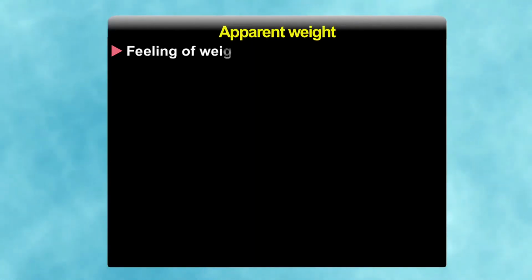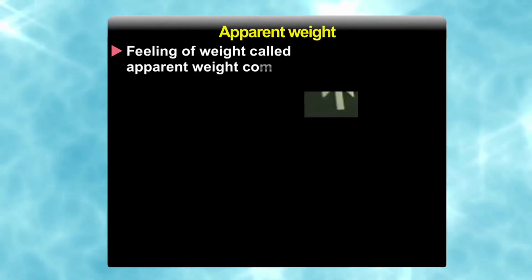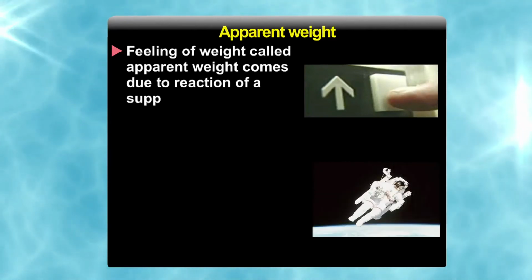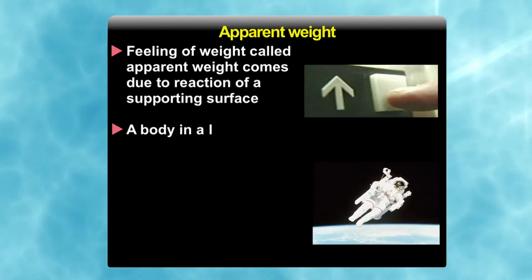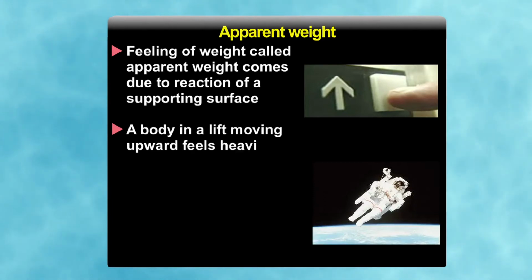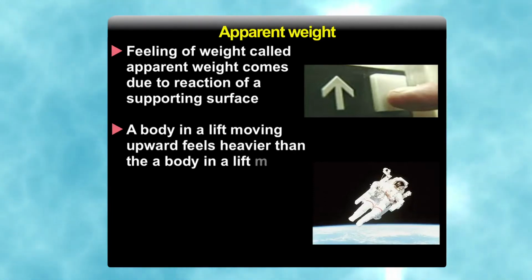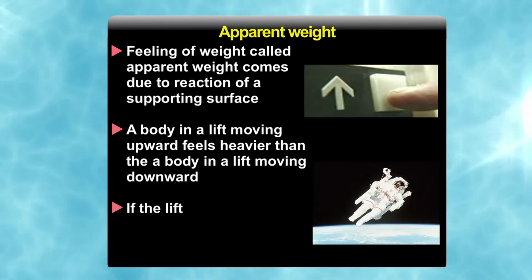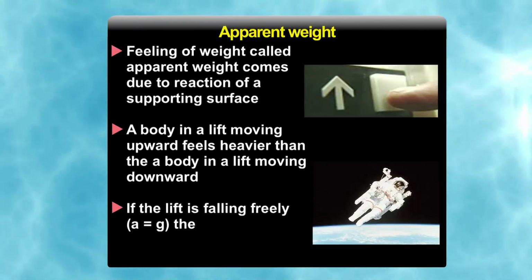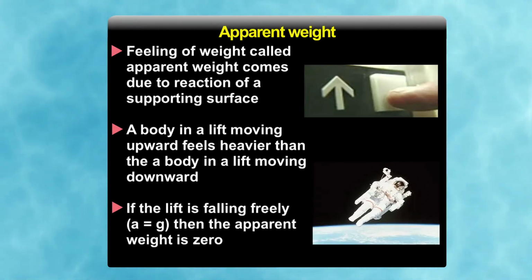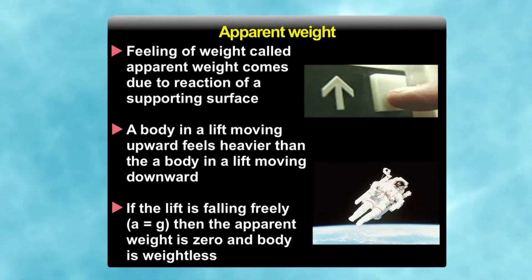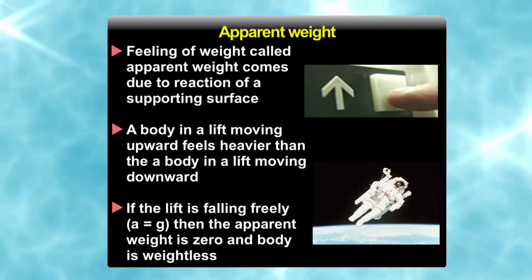Let us talk about apparent weight. What exactly is apparent weight? The feeling of weight, called apparent weight, comes due to the reaction of a supporting surface. A body in a lift moving upwards feels heavier than a body in a lift moving downward. If the lift is falling freely with a equal to g, then the apparent weight is 0 and the body is weightless. Now, let us discuss the force exerted by liquids, that is buoyancy.